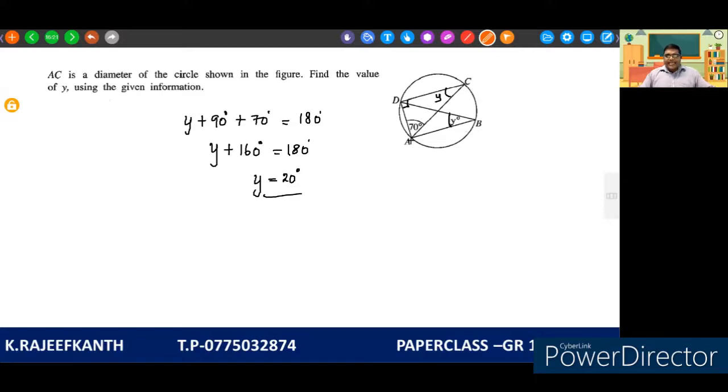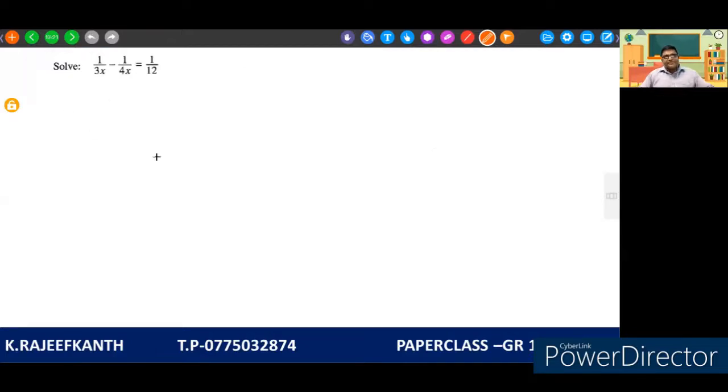So here AC is the diameter. So the angle in a semicircle, this angle, should be a right angle. Then the sum of these three angles should be equal to 180, because these three angles are the interior angles of triangle ADC. So by using that, we can find the value of y. So that is 20 degrees. The next one.